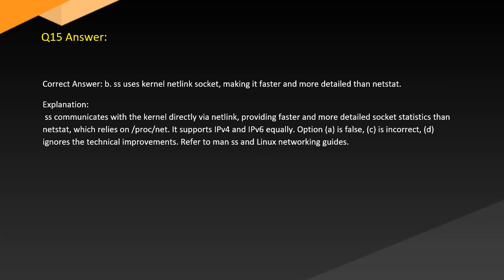Answer. Correct answer: B. ss uses kernel netlink sockets, making it faster and more detailed than netstat. Explanation. ss communicates with the kernel directly via netlink, providing faster, more detailed socket statistics than netstat, which relies on /proc/net. It supports IPv4 and IPv6 equally. Option A is false. C is incorrect. D ignores the technical improvements. Refer to man ss and Linux networking guides.